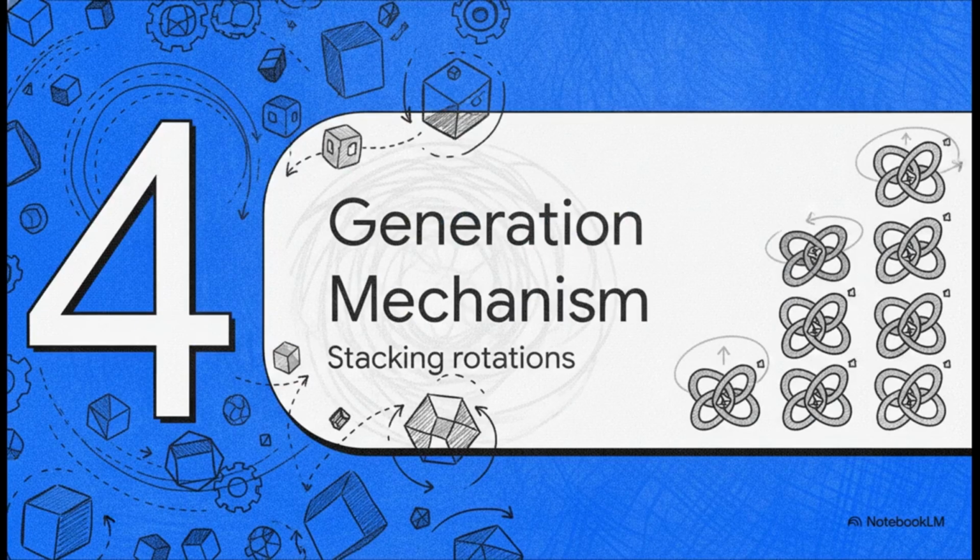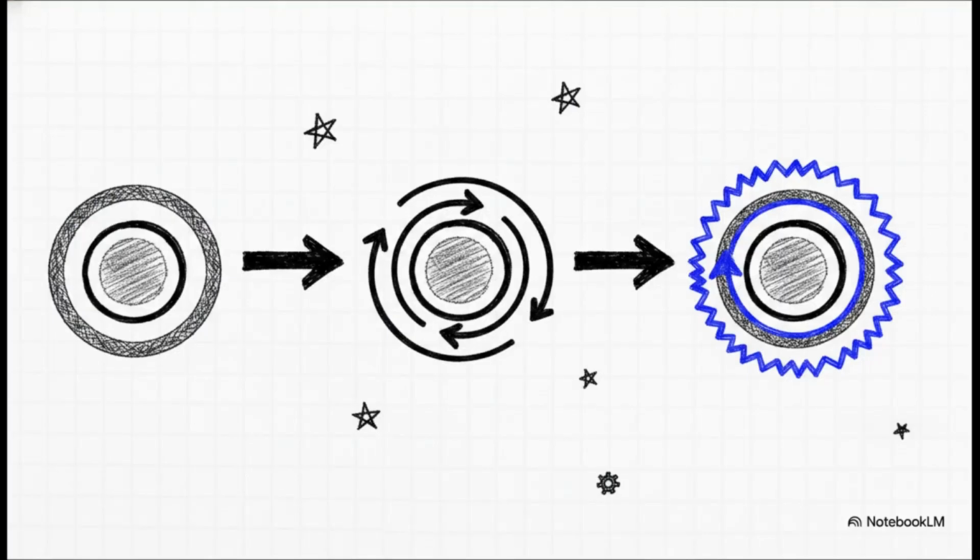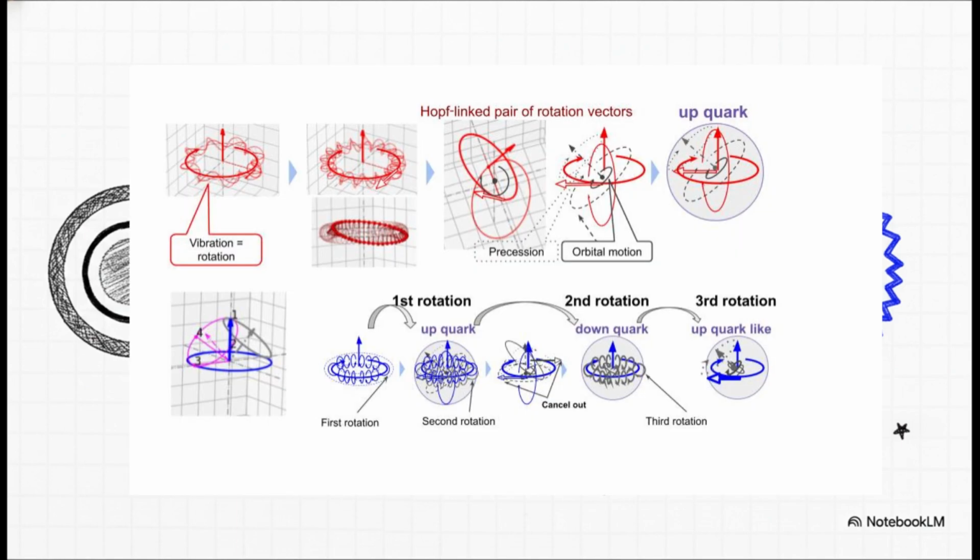All right, let's keep building on this in section 4, the generation mechanism. So how do we get the heavier generations? Well, in this model, quarks are generated by sequentially stacking color rotations, kind of like adding distinct layers of vibrational energy. Give an up quark 1 rotation, stack a second one on, bam, it becomes a down quark. But for the strange quark, simply adding a 3rd rotation isn't enough.